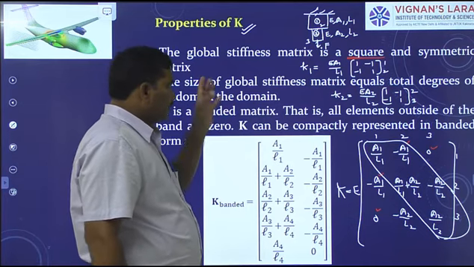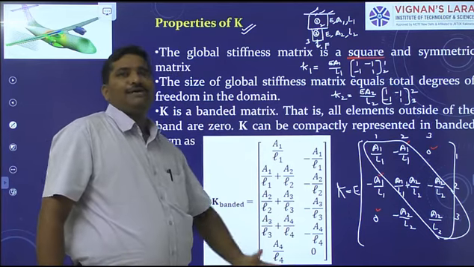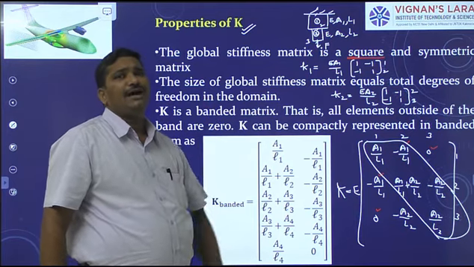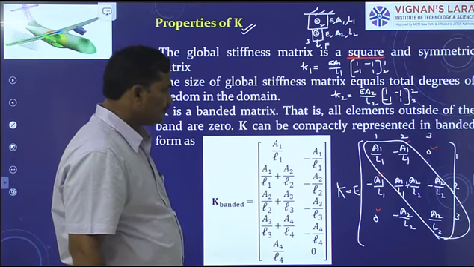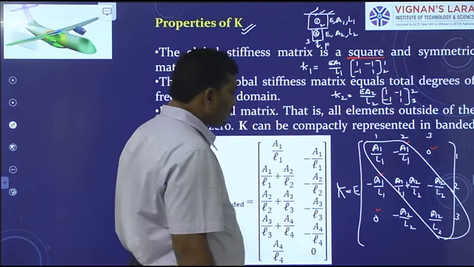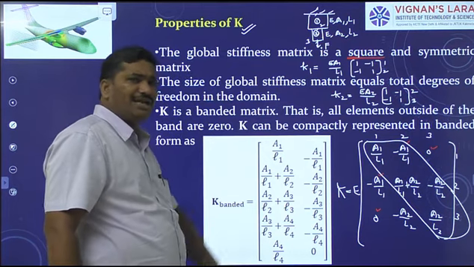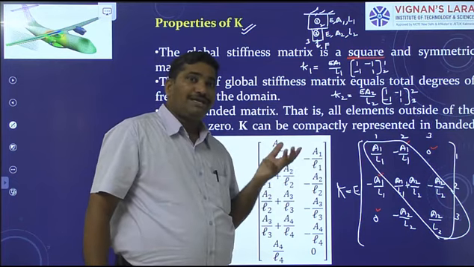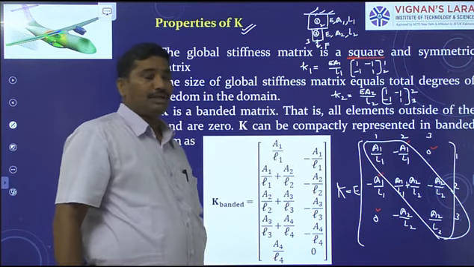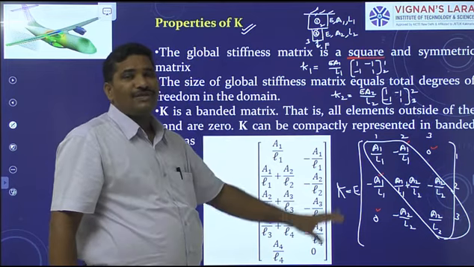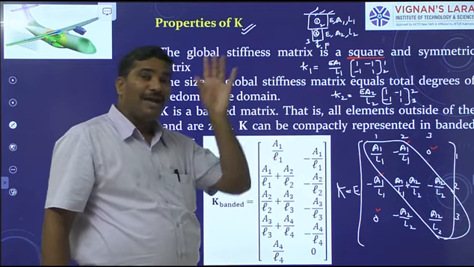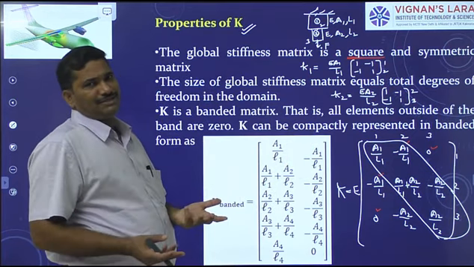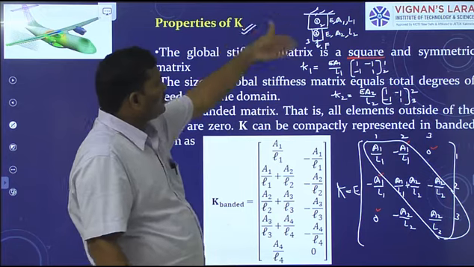Right? The global stiffness matrix is banded because the elements outside the band are zeros. Understand? The elements outside the band are zeros. You need not store all elements. Therefore, the global stiffness matrix capital K here is a banded matrix. K is banded. If you take three elements, here I have taken only two elements.